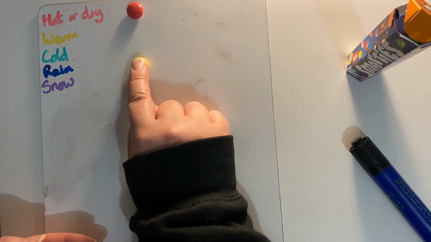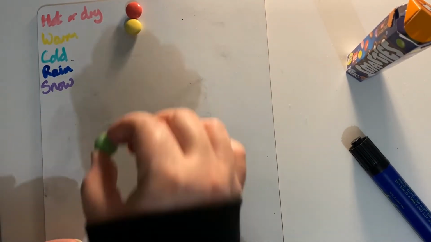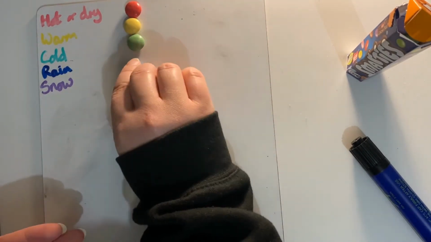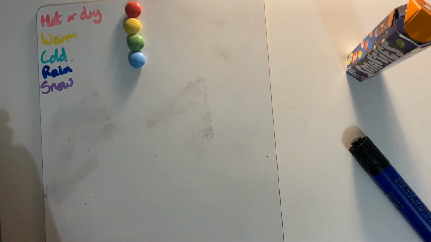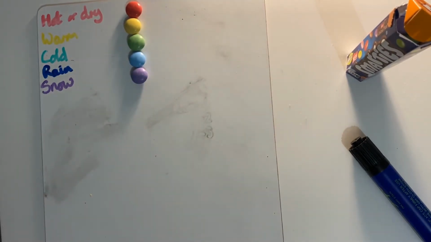That says warm, the yellow one. That's going to be represented by yellow. Cold is going to be green. Rainy is going to be blue. And then snow is going to be purple. Now just have a think, in Greece, what are you more likely to see? Which colours do you think you'd be more likely to see in Greece?